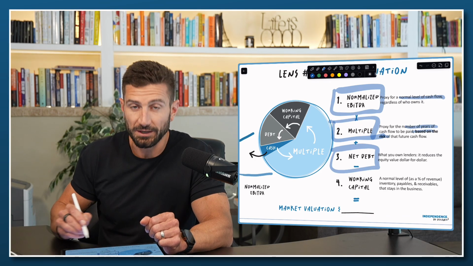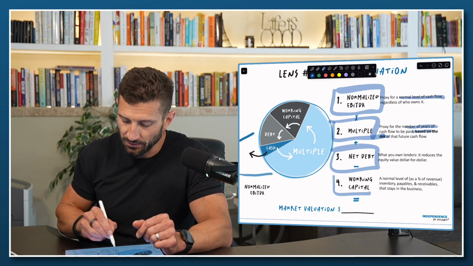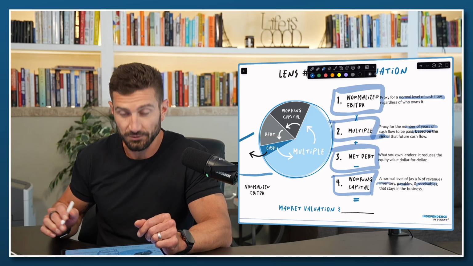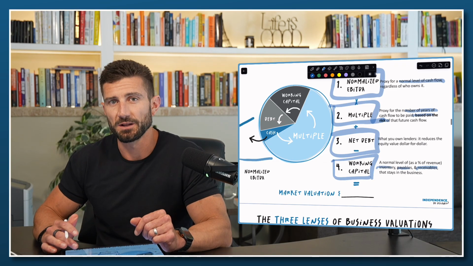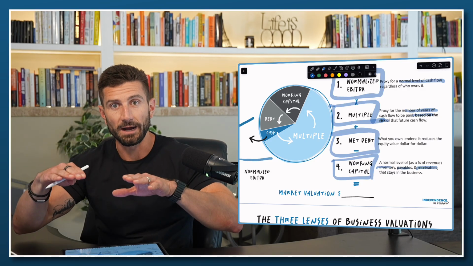Then we have to deliver a cash-free, debt-free company, regardless of the buyer. And then we have to deliver a normal level of working capital, which is inventory, payables, and receivables. Flying through this because I just want to level set us, and we're stacking these ideas on top of each other. We're like, okay, what do I want?